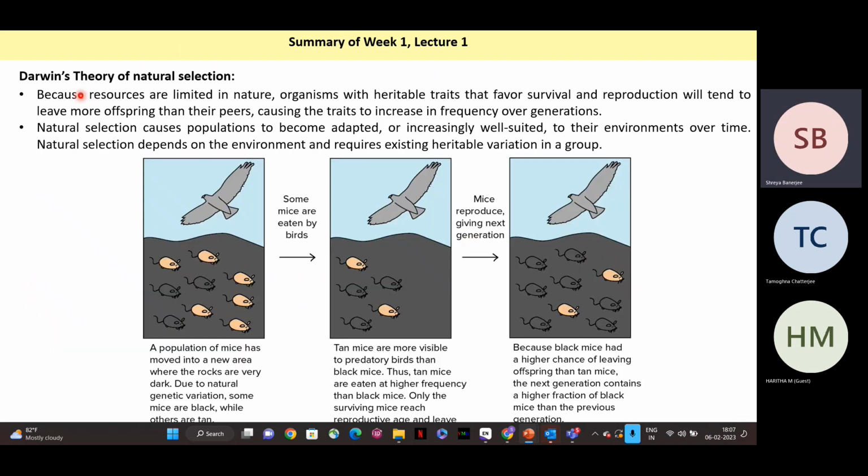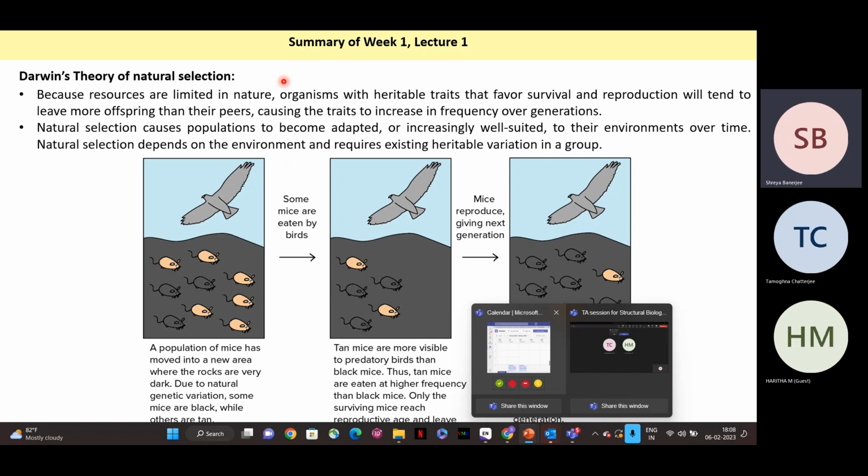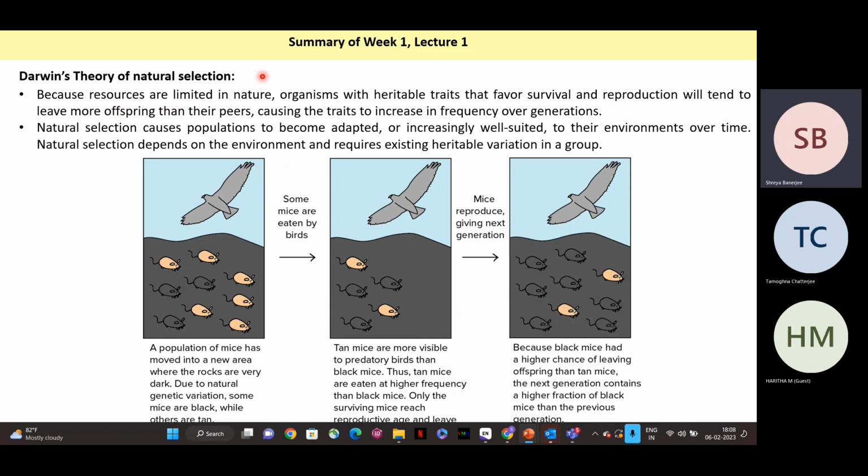Then Sir had talked about Darwin's theory of natural selection. Sir had not talked about this in detail, but I will help you understand it by an example that I've given here. So basically what Darwin's theory of natural selection said is that because the resources are limited in nature, the organisms with heritable traits that favor survival and reproduction will tend to leave more offspring than their peers, causing the traits to increase in frequency over generations.